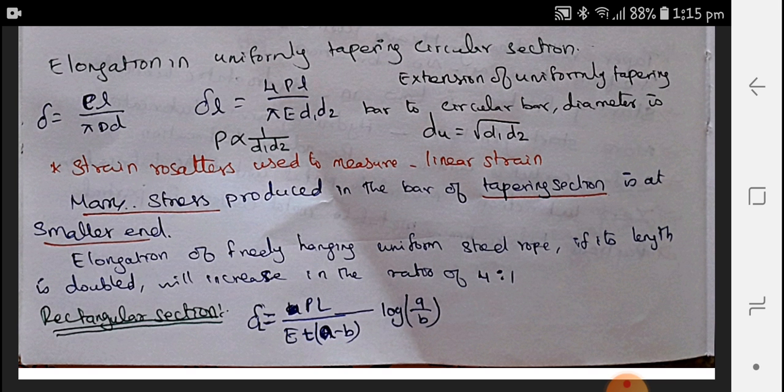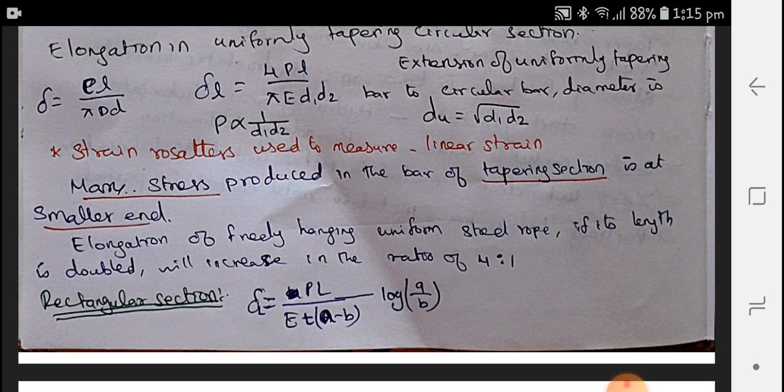If it is a rectangular section, therefore delta L is equal to PL divided by E into, instead of A, the A becomes T into A minus B log A by B.